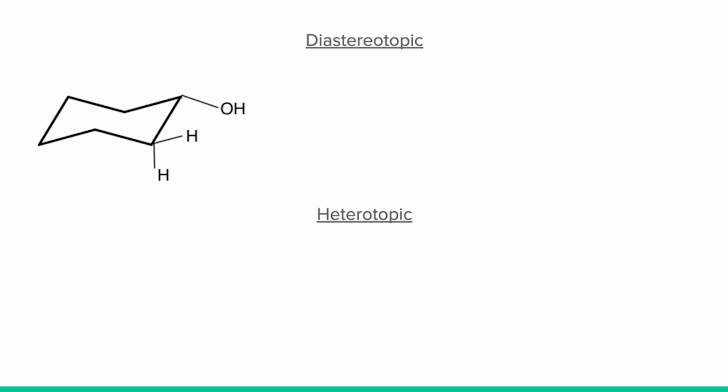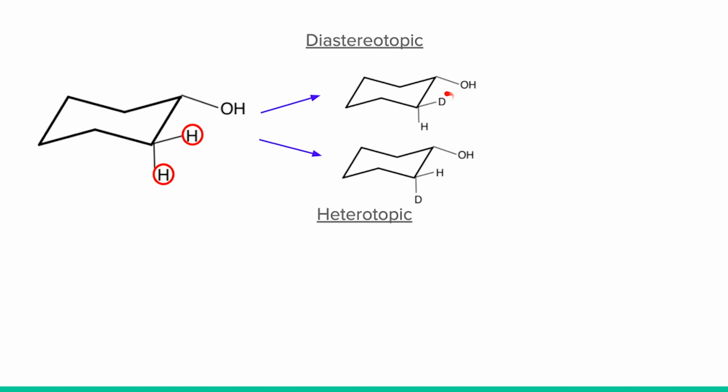Now let's go to diastereotopic and heterotopic hydrogens. We'll use cyclohexanol as our example for this one. Let's examine both of these hydrogens. Let's do the deuterium test. We place the deuterium here and one deuterium there.